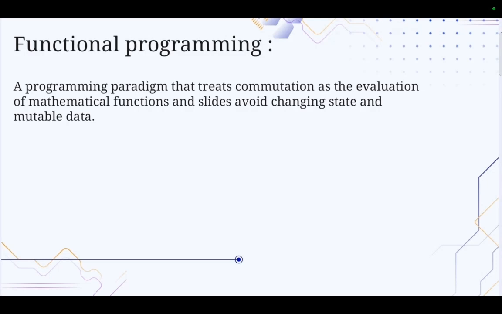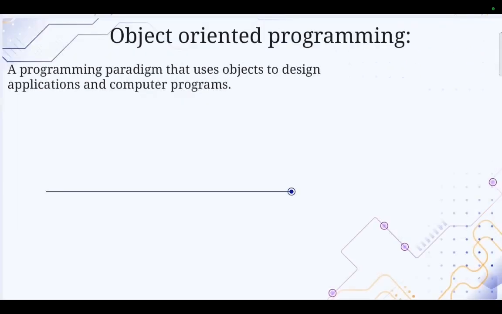Next, functional programming. This treats computation like solving math equations. Instead of changing the variables and using loops, it focuses on functions that return the values. It avoids side effects like modifying variables, which makes your code easier to test and debug.